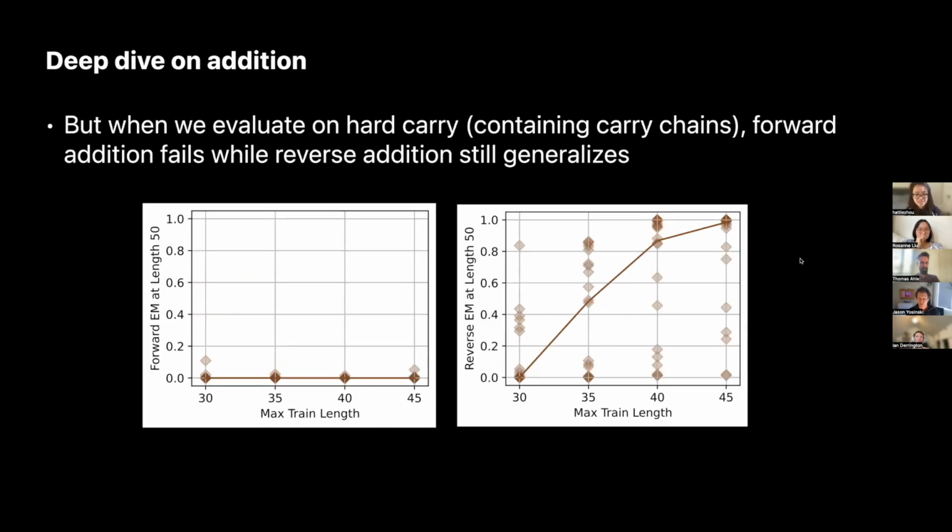However, if we really push our evaluation by sampling really hard questions where there is a chain of carries that you have to calculate, which happens pretty infrequently when you sample randomly, but would be questions like 37 plus 63. To get the 1, you have to calculate all the previous digits. When you evaluate on these questions, the forward addition is no longer generalizing, while the reverse is still able to generalize. This suggests that the forward model didn't really learn the proper way to handle carry, or at least not as well as the reverse model.